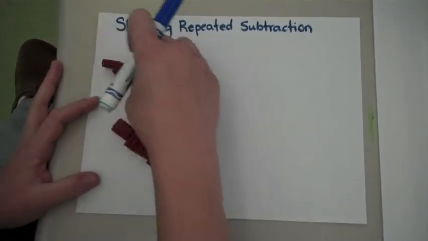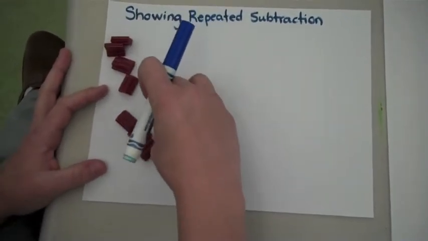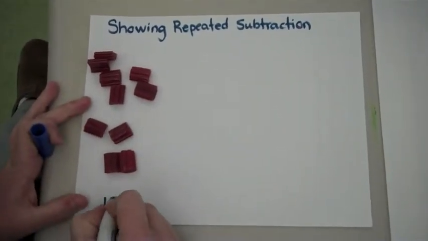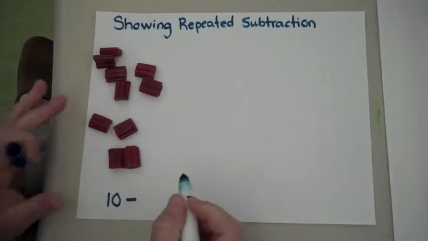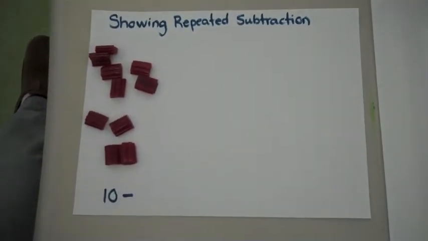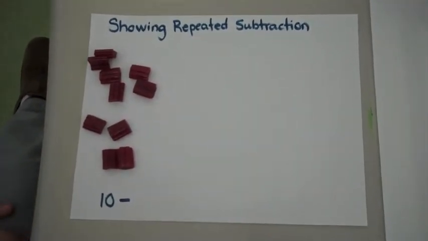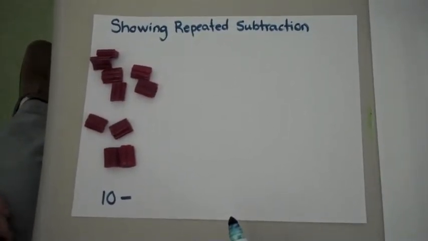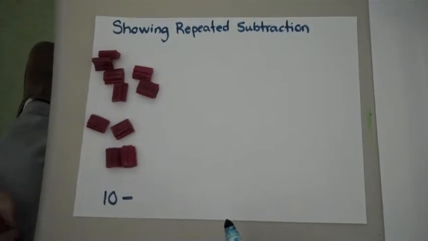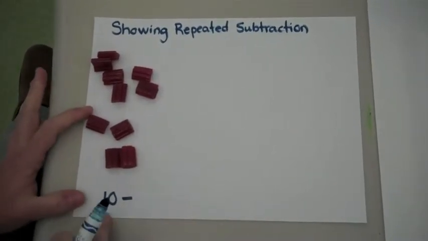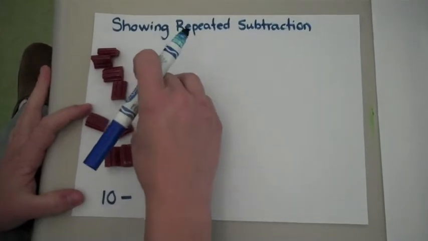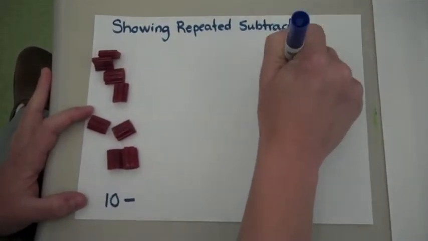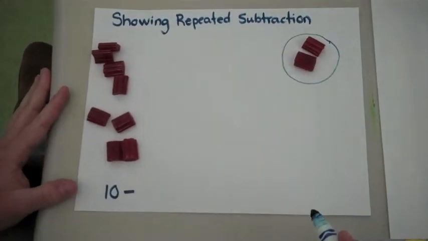So I have 2, 4, 6, 8, 10 Twizzlers. So I start out with 10 Twizzlers, and I'm going to continue to subtract until I get 2 equal groups. So I'm going to be subtracting by 2 until I see how many groups I can make. So I have 10, and I'm going to take 2 away and put them into a group. So I have, here's 2. I'm going to circle that so I can visually see my groups.